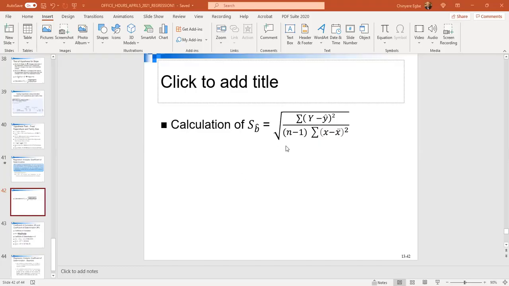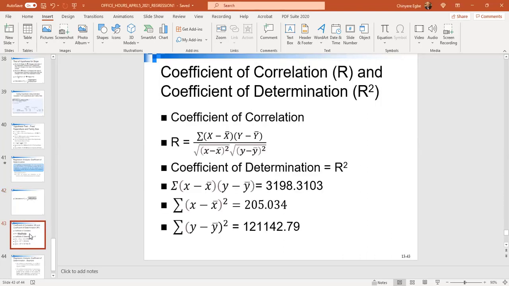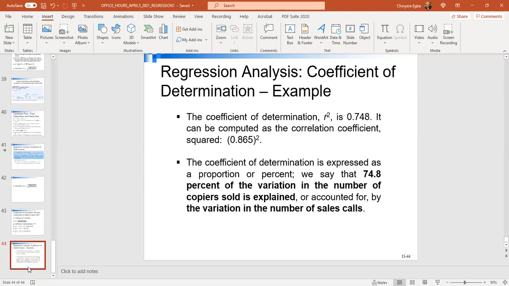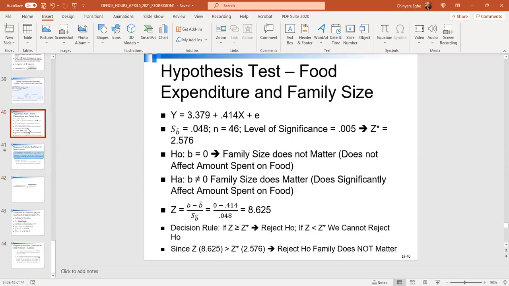Oh, okay. Wait a minute. The summation y minus y bar squared over that. So that's easy to do. We're going to use another example. I'm going to reorder some of these so that we're consistent. So now we're going to do another test of hypothesis. This is an example that we're going to use.